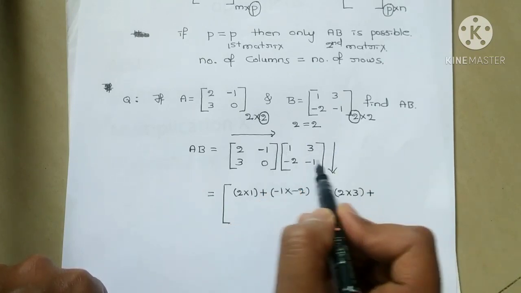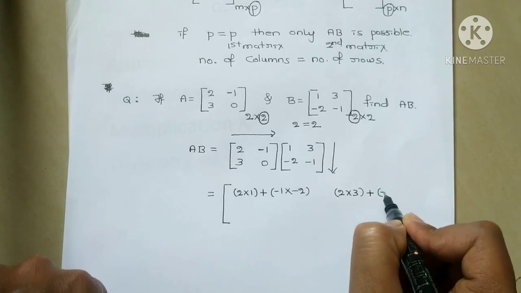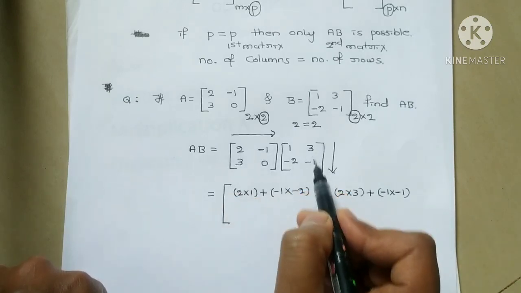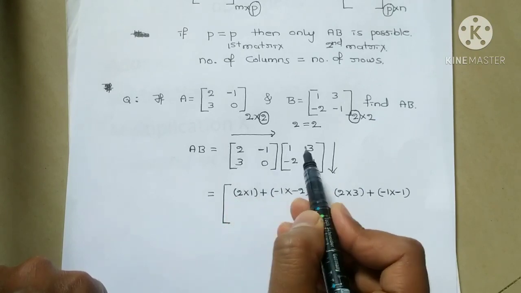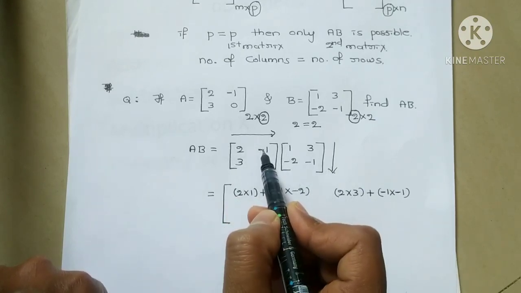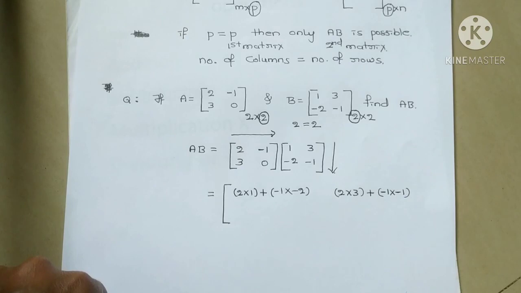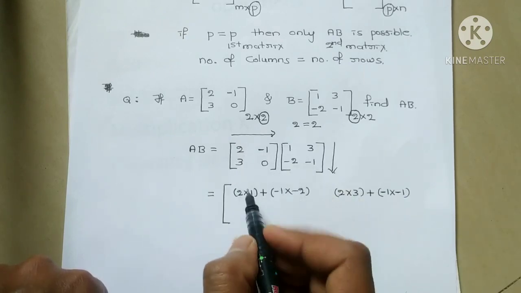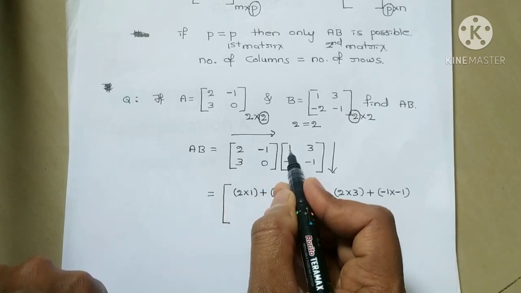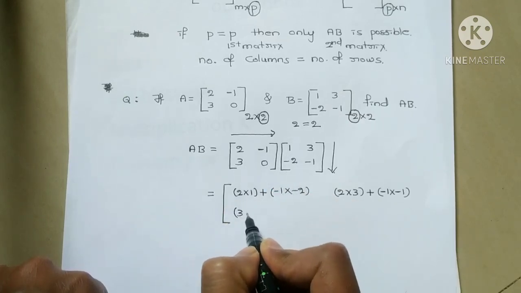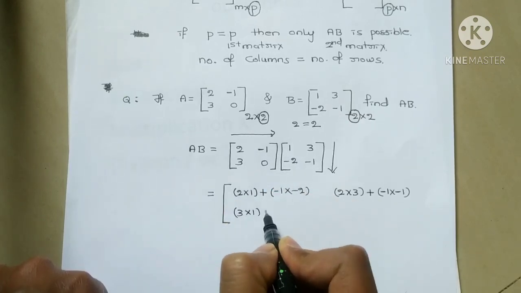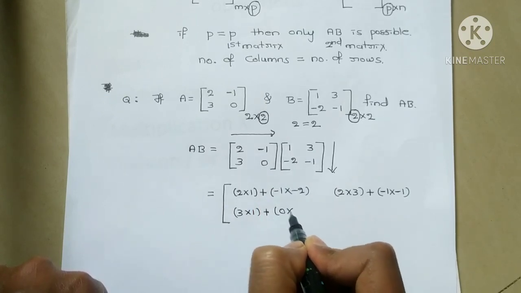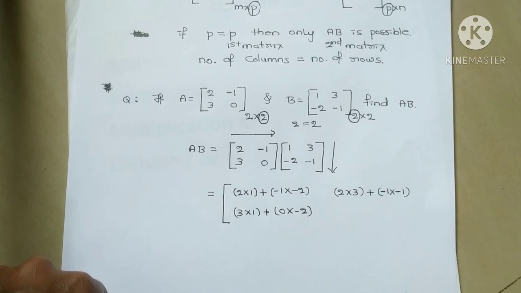So in that second element with second element, minus 1 into minus 1. So second row, second column is over. In that first element with first element plus second element with second element. So later on, second row, first column. So in that first element with first element again, so 3 into 1 plus second element with second element, 0 into minus 2.